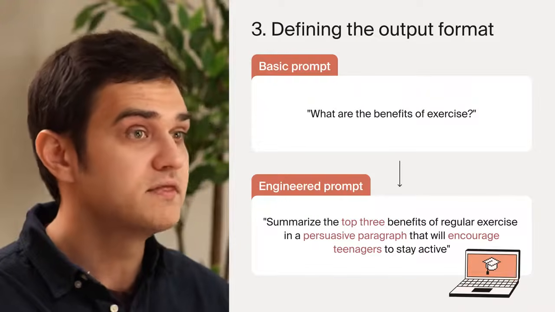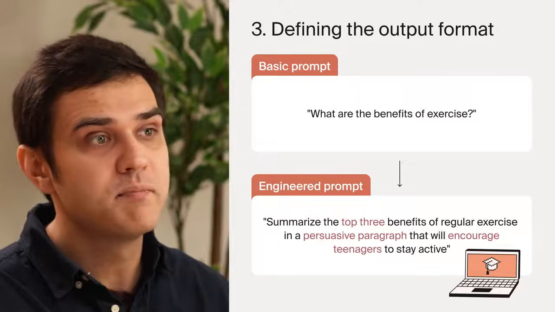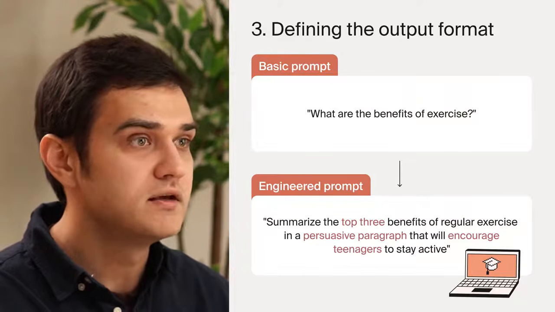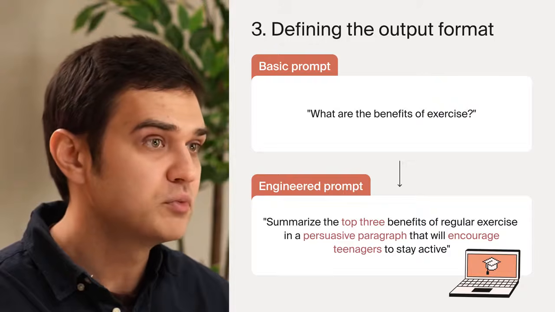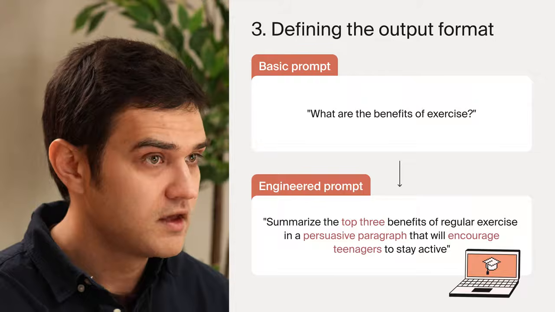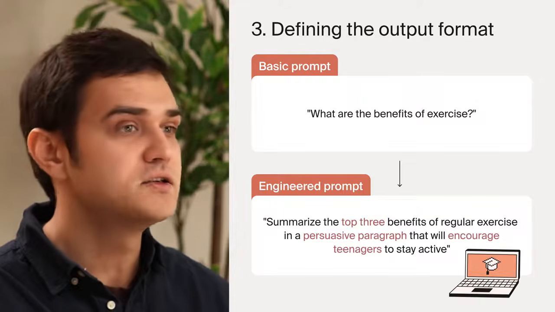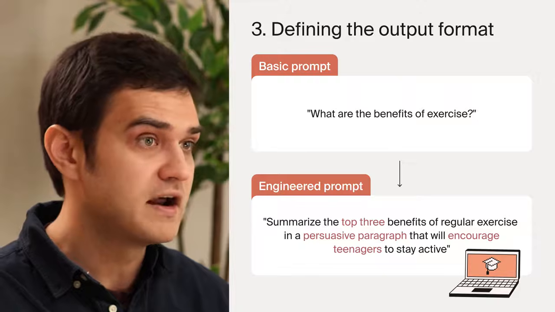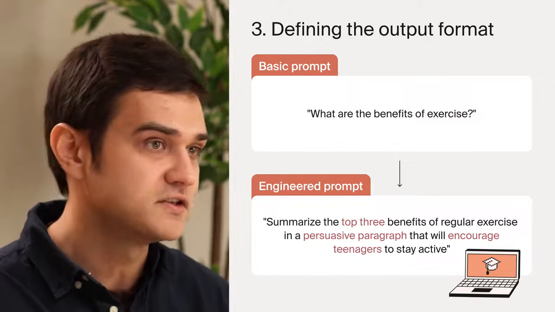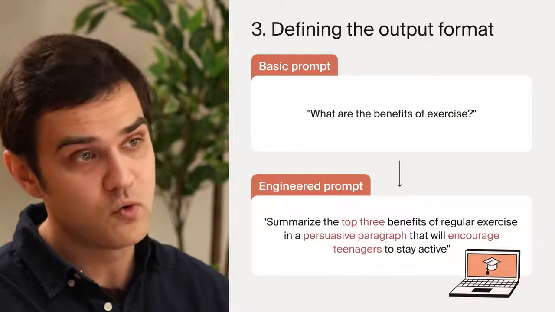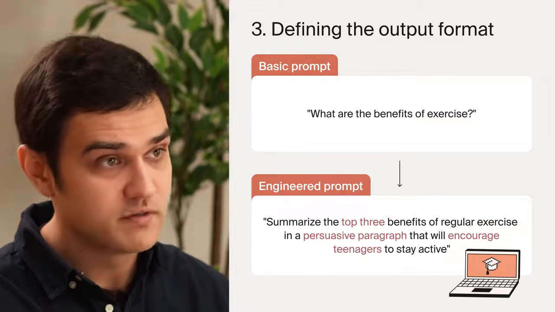Finally, let's look at this prompt. What are the benefits of exercise? While the AI will likely list some benefits, the output might not be as focused or structured as you'd like. But if you say, summarize the top 3 benefits of regular exercise in a persuasive paragraph aimed at encouraging teenagers to stay active, you are providing clear guidance on both the format and purpose of the response.